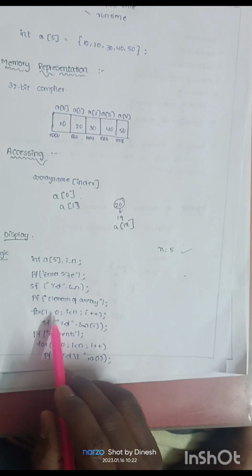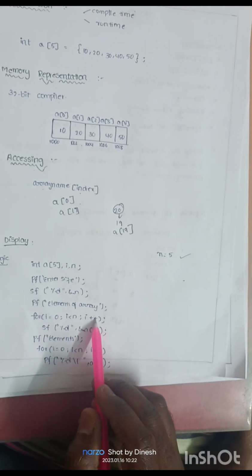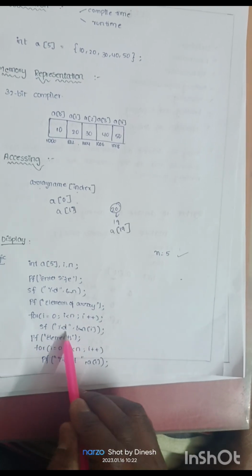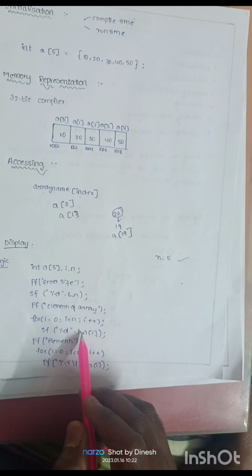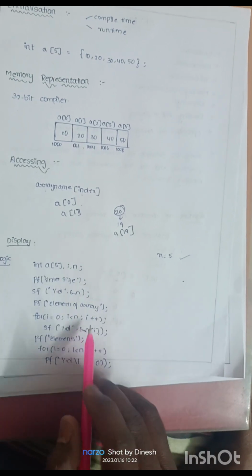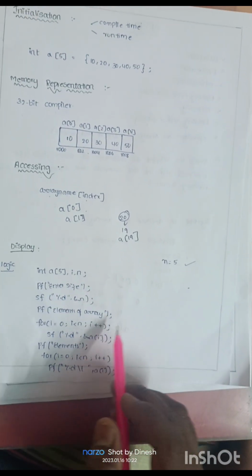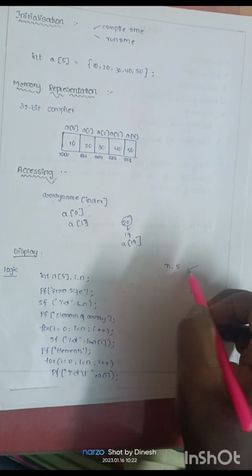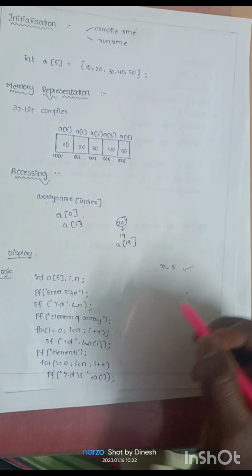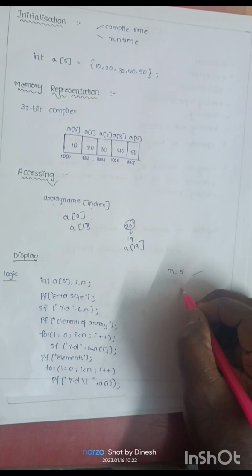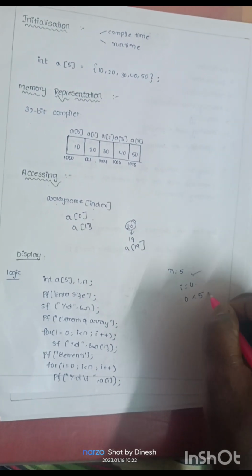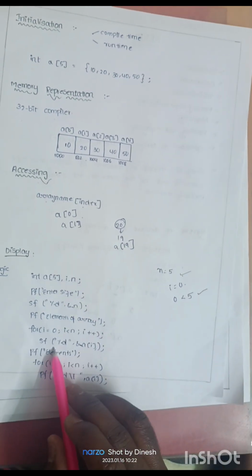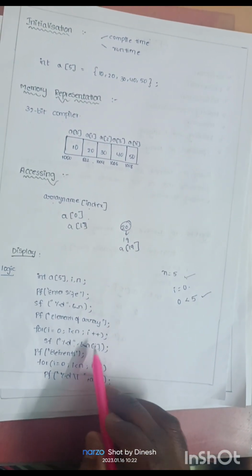For i equals 0, i less than n, i plus plus, scanf %d, &a[i]. Why are we using a for loop? Because for more than one element we use a for loop. Here we are taking 5 as the array size. First, i equals 0, i less than n means 0 less than 5, the condition is true. scanf %d, comma, &a[i].